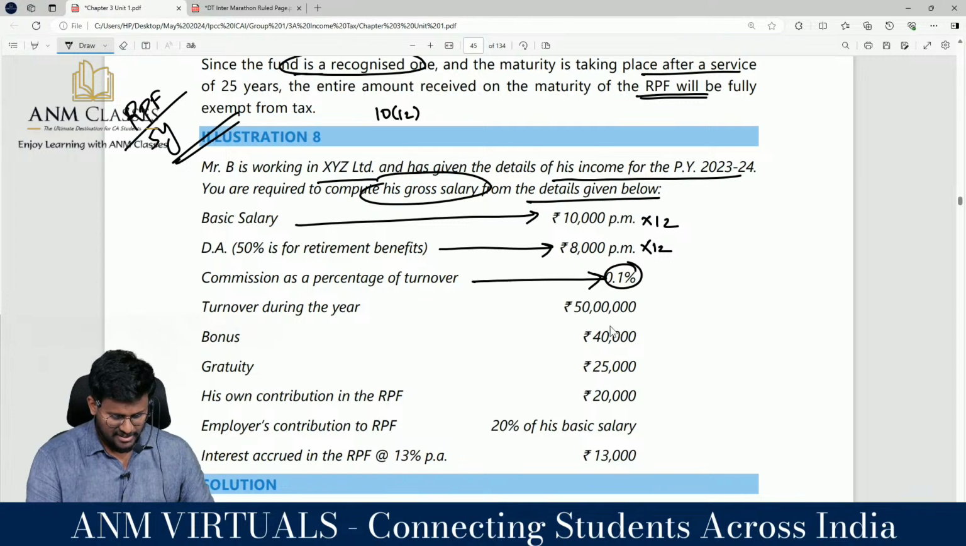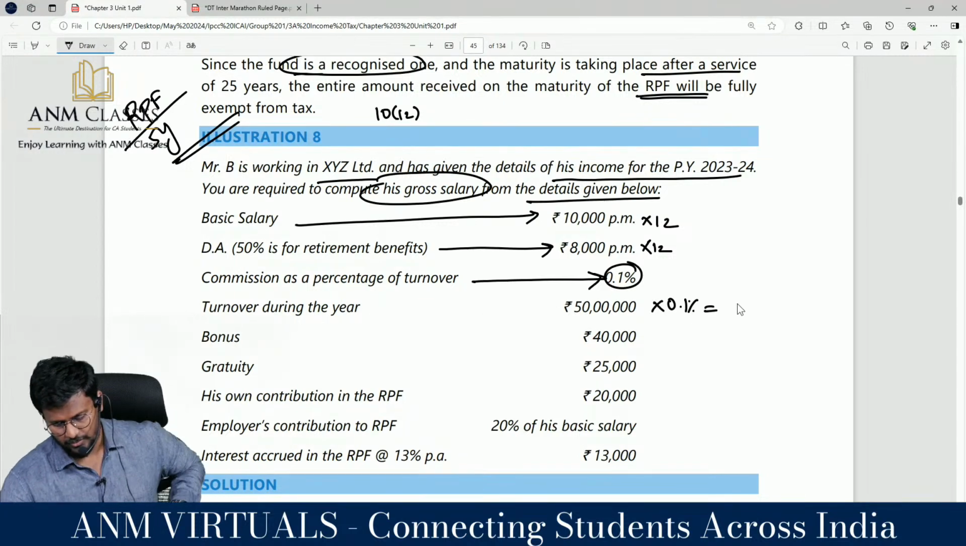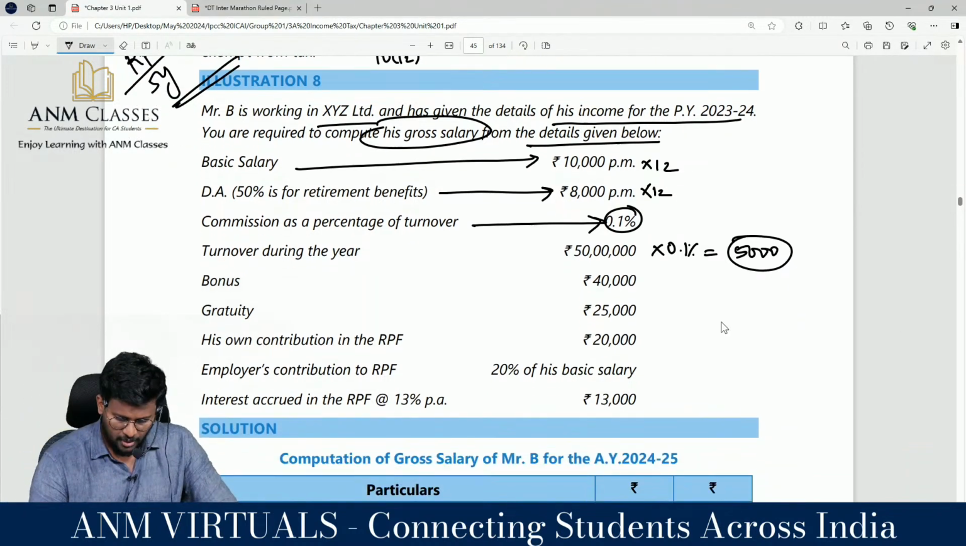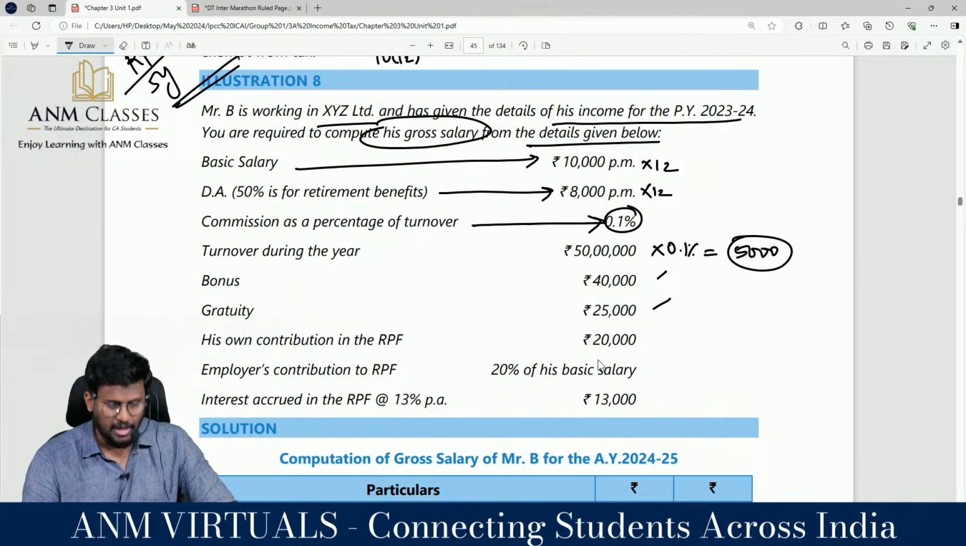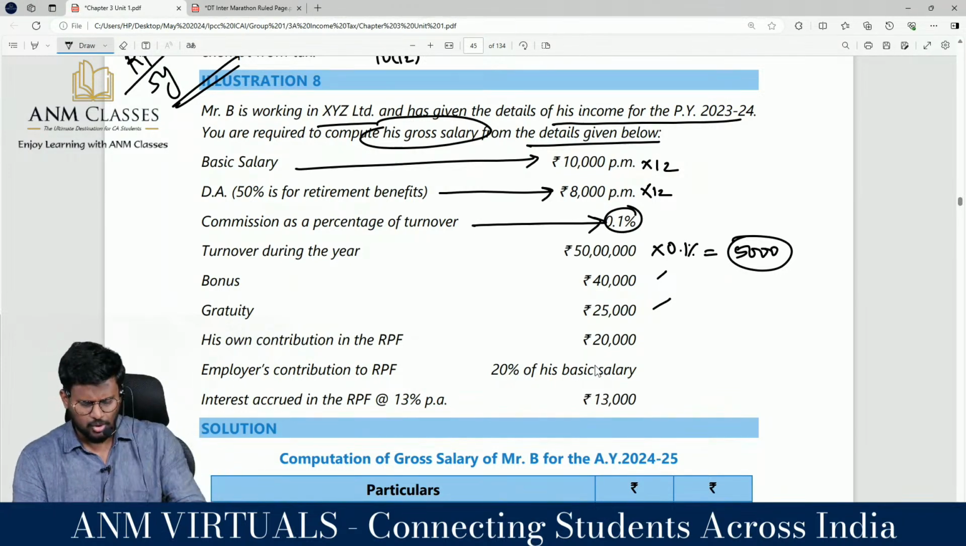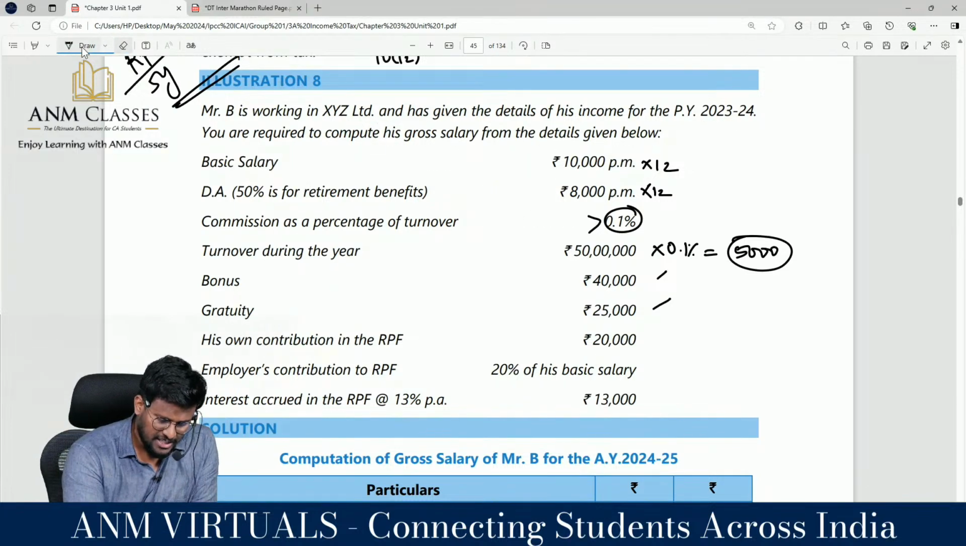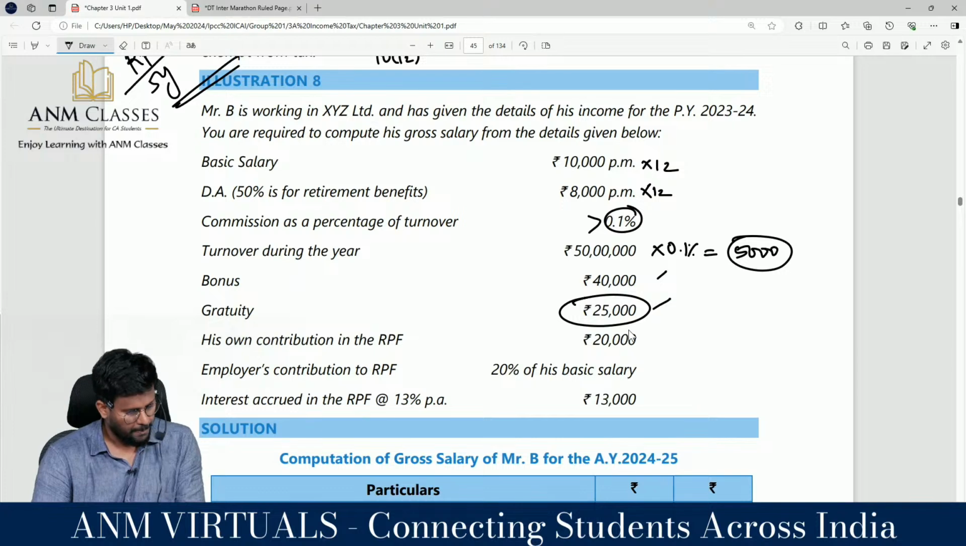Correct? Yes sir. Turnover during the year how many lakhs, into 0.1%. That commission forms part of salary as a percentage of turnover. Bonus and gratuity are given. Have they said he has retired? If nothing is said, he has not yet retired; any gratuity received during the service is fully taxable.